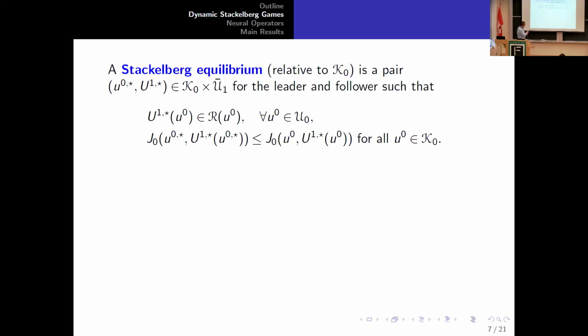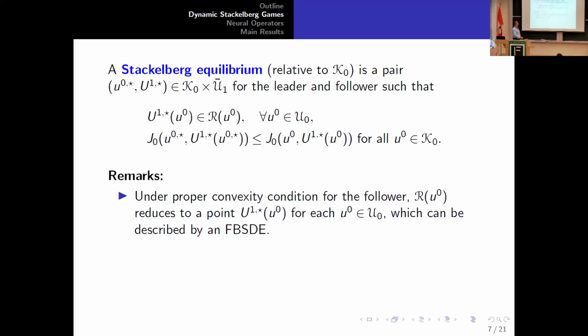And then the second condition is for the leader. That means given the response strategy of the follower, the leader chooses the optimal U0 star that minimizes the cost. That is how we define the Stackelberg equilibrium. So here are some remarks.